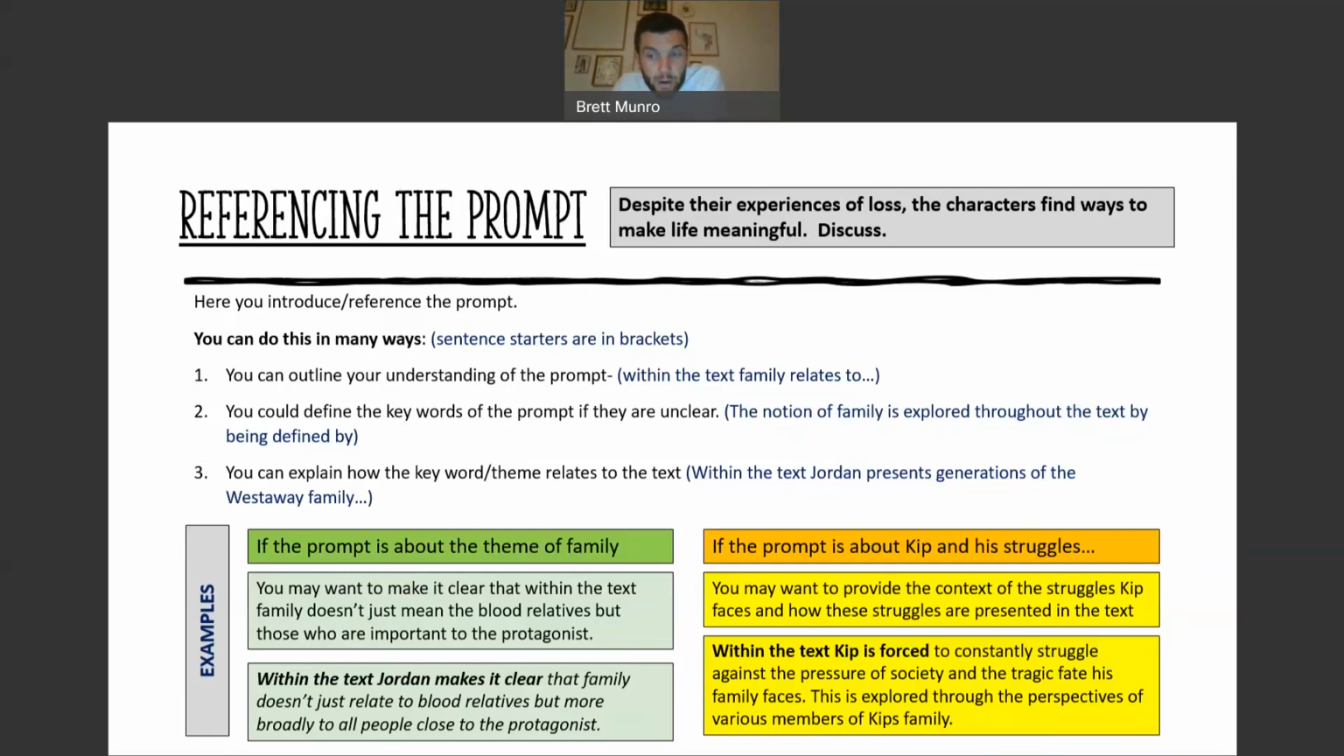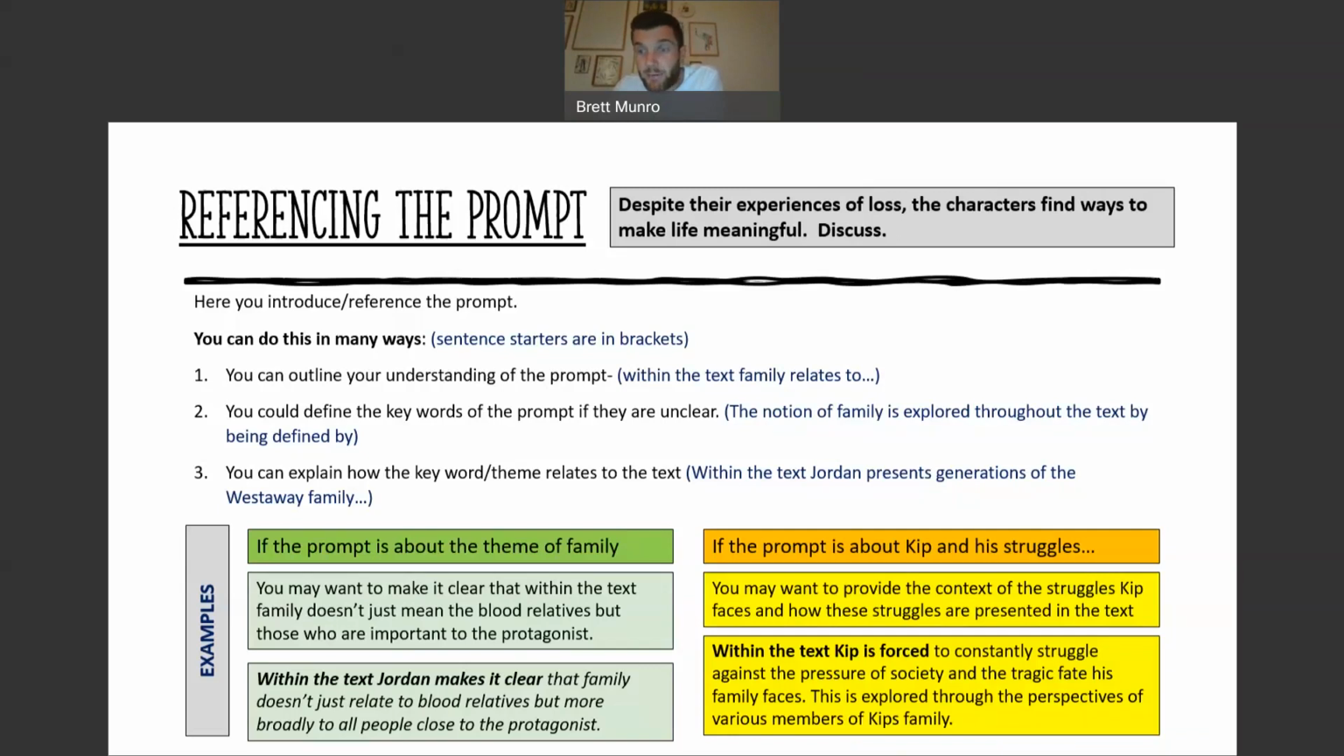So our first sentence is just introducing the text. Our second is referencing the prompt. We want to make sure that when we reference the prompt, we're either outlining your understanding of the prompt. Now, a sentence starter for that is, within the text, family relates to. You could define the key words of the prompt if they are unclear.